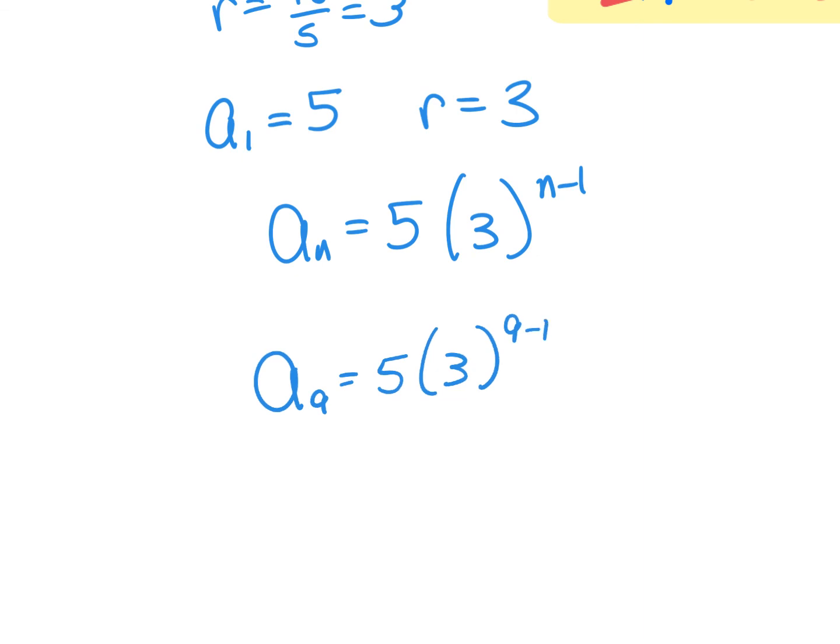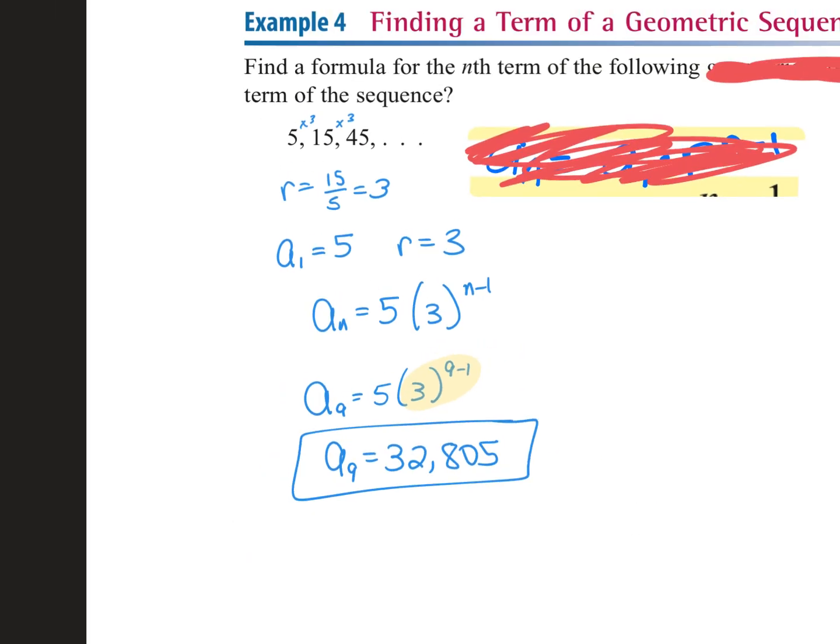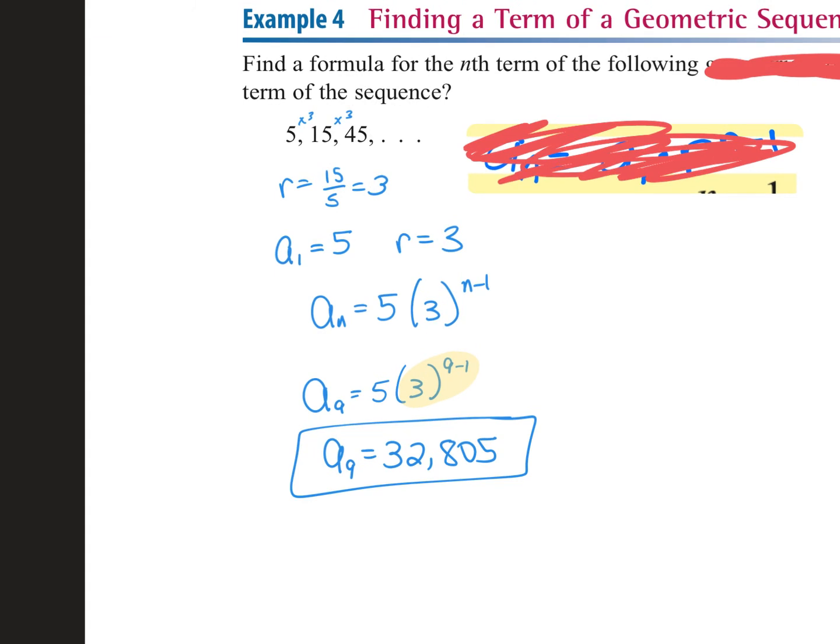The 8th, okay? So in your calculators, you guys need to evaluate this first. It's not 5 times 3 and then to the 8th power. It's 3 to the 8th, and then we multiply that by 5. So what is the 9th term of this geometric sequence? 32,805.